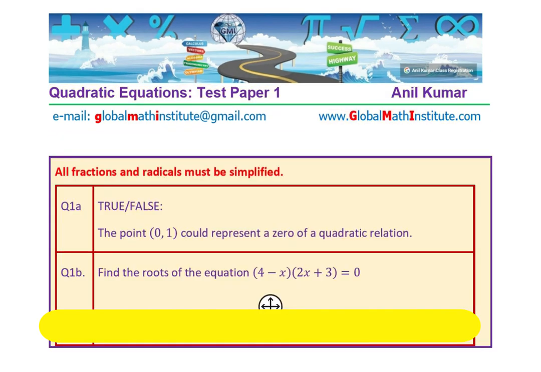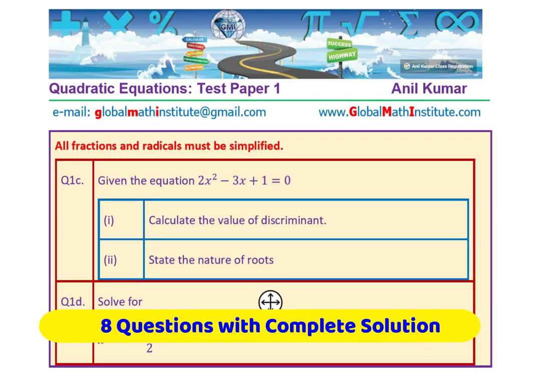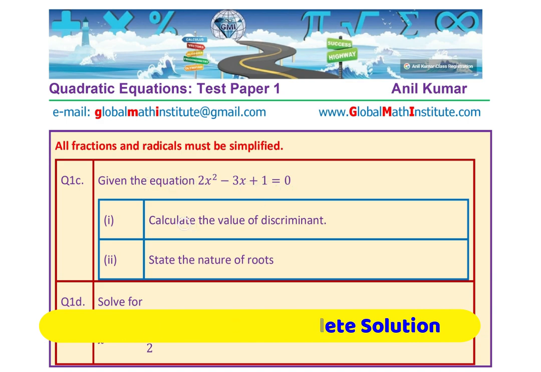Number 1a. True or false. The point (0, 1) could represent a zero of a quadratic relation. Question 1b. Find the roots of this equation. C. Given the equation 2x squared minus 3x plus 1 equals 0, calculate the value of the discriminant. State the nature of the roots.